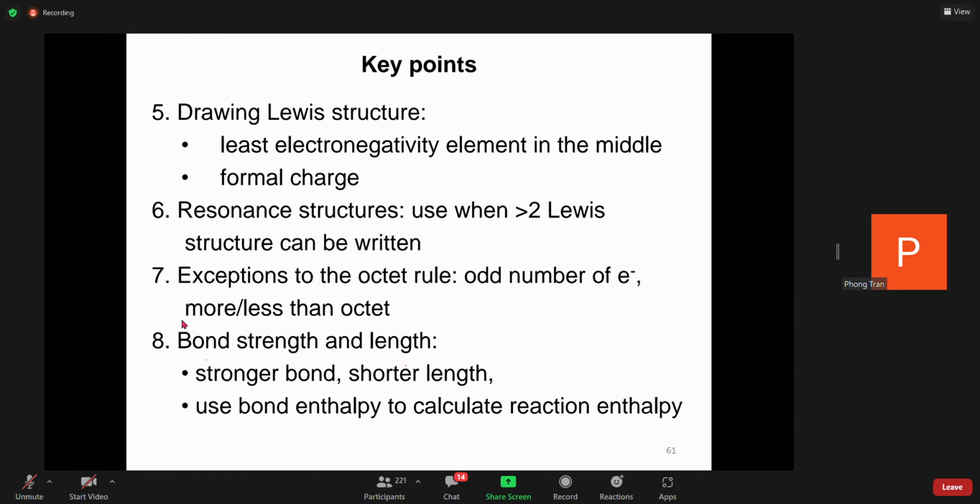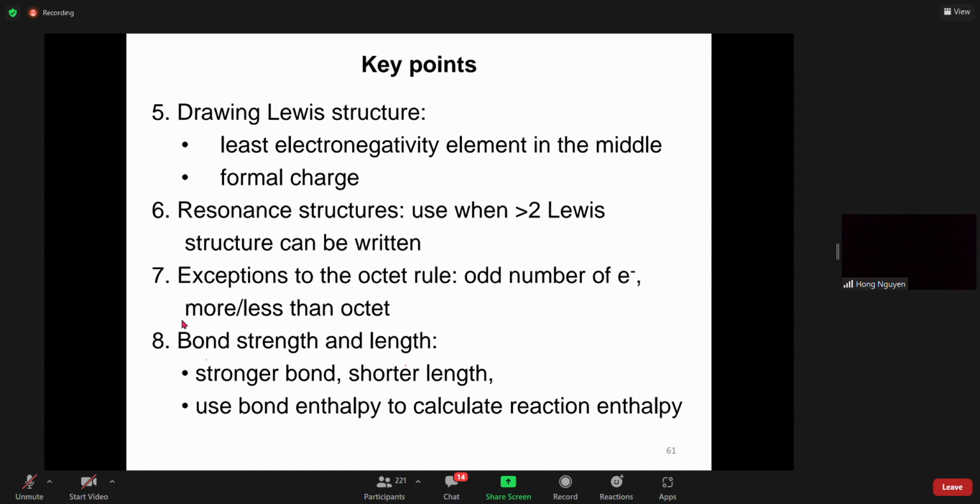Okay, here are the key points of today's class. We learned how to draw the Lewis structure. So basically, we need to put the less electronegative element in the middle, and we need to consider two things. One is the octet rule, and the second is formal charge.